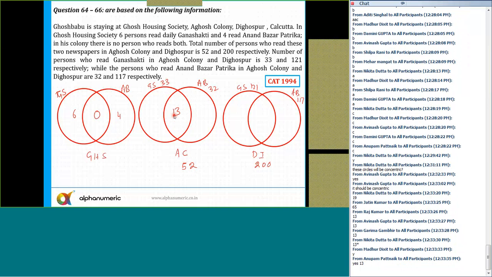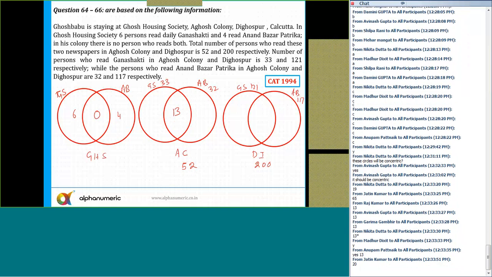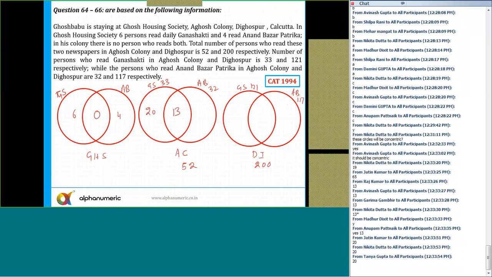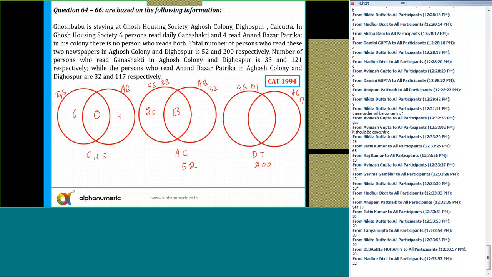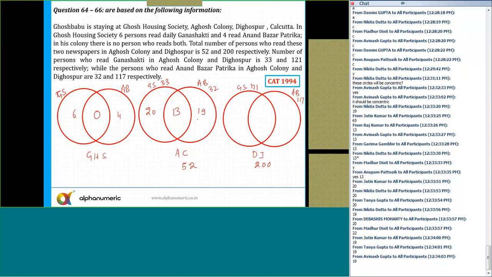And if the middle value is 13, you can find out the rest of them. This is 33 minus 13. What is 33 minus 13? That comes out to be 20. So this is 20, and this is 32 minus 13. What is 32 minus 13? 19. Is that clear?